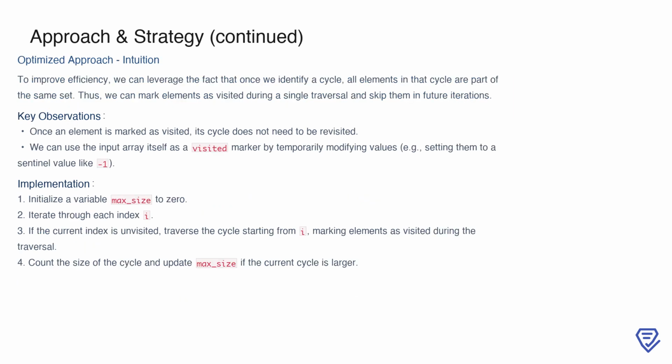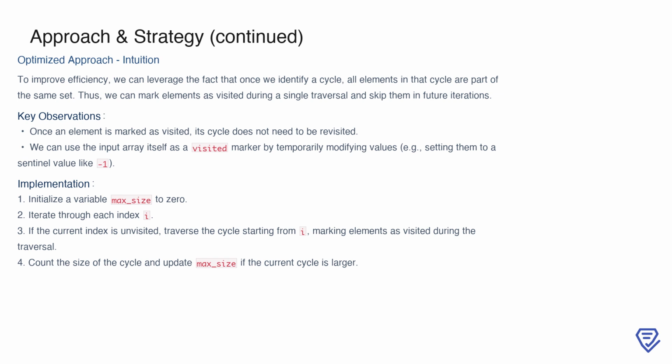To address the inefficiencies of the brute force approach, we consider an optimized method. The key insight here is that once we identify a cycle, all elements within that cycle belong to the same set, so there's no need to revisit them in future iterations. This allows us to mark elements as visited during a single traversal and skip those elements entirely in subsequent iterations. An efficient way to do this is to use the input array itself as a marker, temporarily modifying values to indicate that an element has already been processed. For instance, we could set visited elements to a sentinel value like -1.